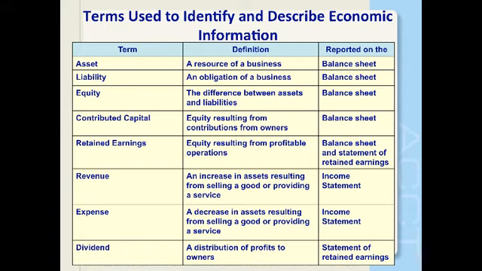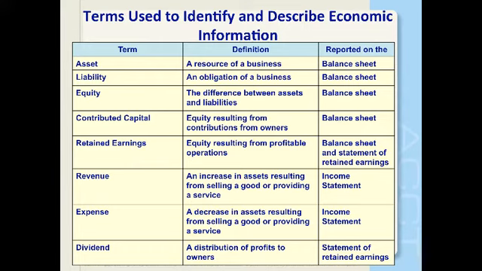Here are some terms that will be used throughout this chapter and many chapters to follow. Terms like assets, which is a resource of a business, liabilities and equities, are used to identify and describe economic information and are part of what we call our conceptual framework. So if we go down this list, we have an asset, which is a resource of the business. An example of an asset would be cash. It is reported on the financial statement that you'll see later, what we call the balance sheet.